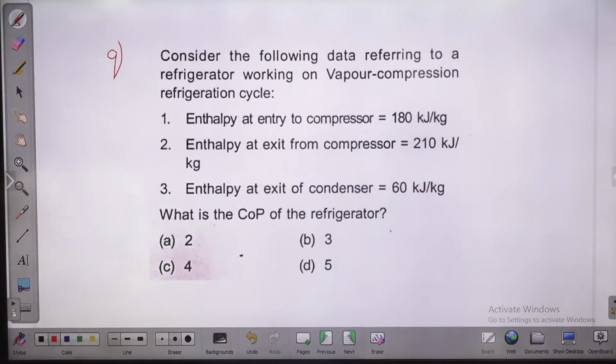Consider the following data referring to a refrigerator working on vapor compression refrigeration system. So again, some data is given. He's asking you the COP. Now, guys, it's my request. Please try to answer. अभी मेरे को बहुत ज़्यादा अच्छे आंसर आपसे मिल नहीं रहे हैं बच्चों. You are not answering actually. So please try to answer these questions.